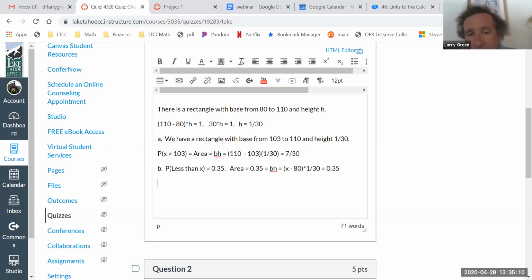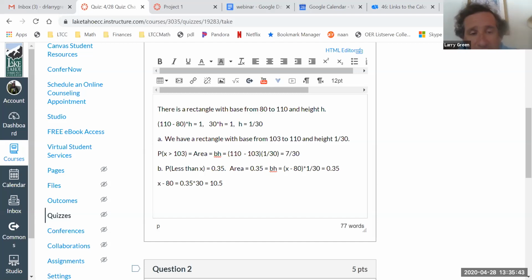Okay, so now what we want to do is we need to find X. So what can we do to both sides? So what do we do on the left and right? Yeah, we multiply by 30. Good. So we get X minus 80 is equal to 0.35 times 30. And you can use a calculator, or you can just say that's 10.5, if you can do it in your head. Any questions on that?